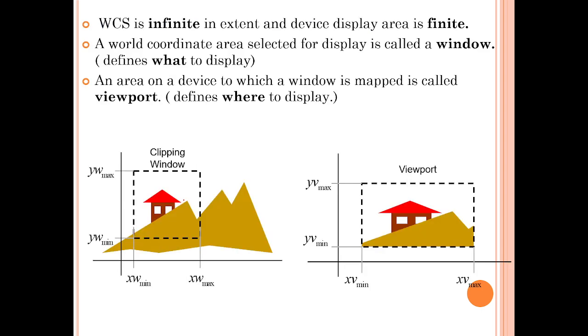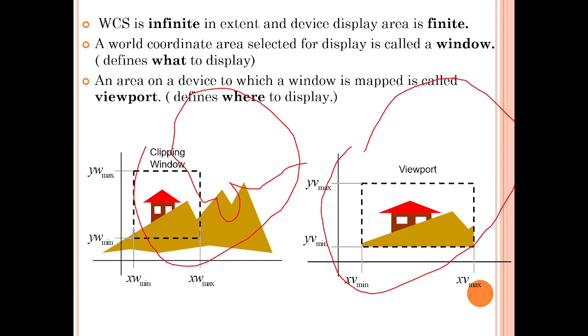So the WCS is infinite in extent and the device display area is finite. A world coordinate area selected for display is called a window. It defines what to display. An area on the device to which a window is mapped is called a viewport. This is the viewport. This is the clipping window. Then we can delete everything outside of the window. Then this is the viewport.